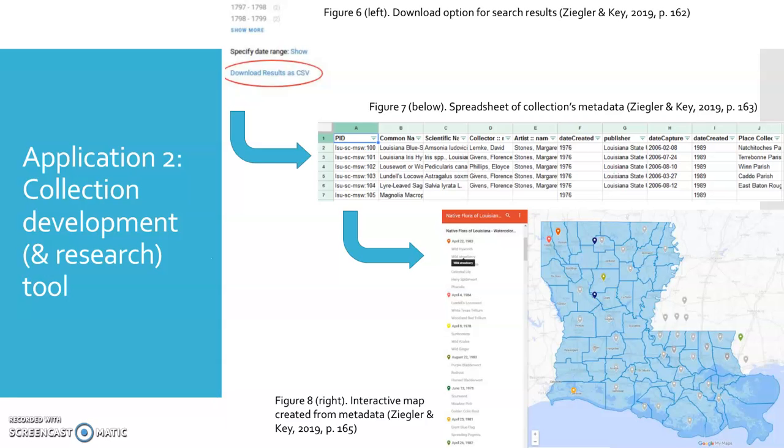The last example of this application comes from the Louisiana Digital Library, which uses an open data model, allowing users to download its collection's metadata and use them for research purposes. Figure 6 shows the download option on the search results page. Figure 7 shows the resulting CSV file opened in a spreadsheet application. And Figure 8 shows a map generated in Google Maps from the downloaded metadata.